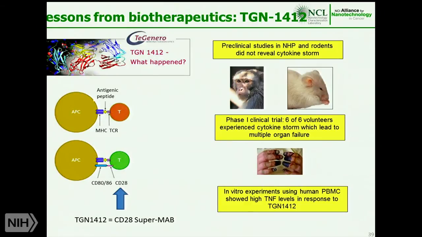Later, studies were done to understand the reason for this toxicity. They found that in vitro experiments using peripheral blood mononuclear cells exposed to this compound showed high levels of TNF. So if this in vitro test was used to supplement preclinical studies in monkeys and rats, then the life of the patients may be saved, and maybe they would not have been placed in such a danger like in this case. So this example demonstrated the necessity and importance of the in vitro tests.